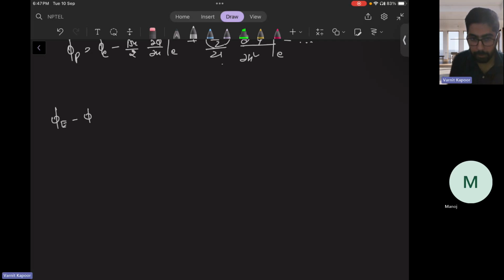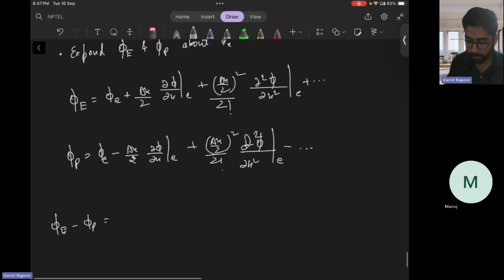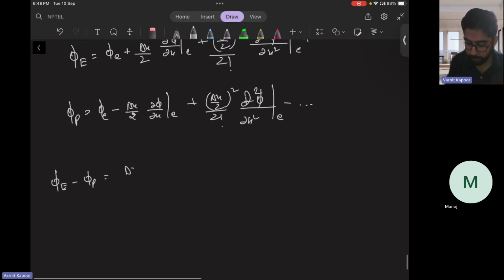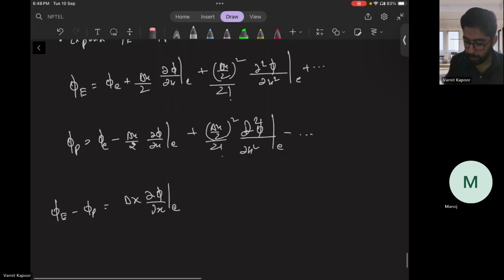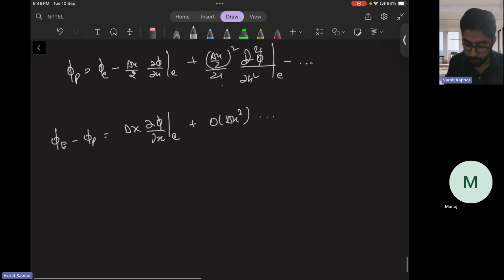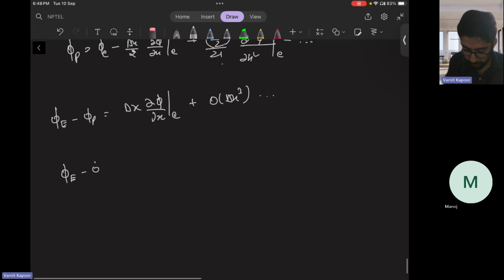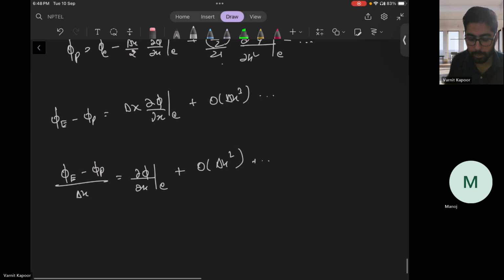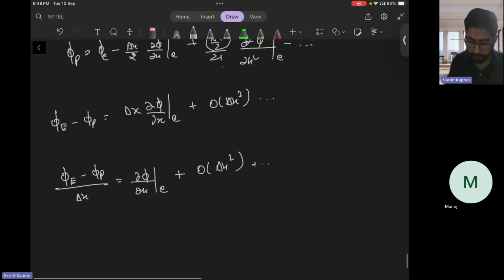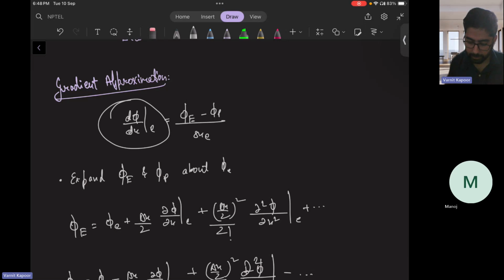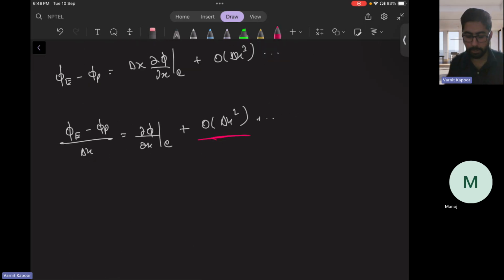So in phi e minus phi p, the first term will cancel out, the second term will add up. That is delta x by 2, delta x by 2, 2 times is delta x of east. The next term will cancel out. Then some order of delta x cube will be coming, and so on. Now divide by delta x on both sides. So you will get phi e minus phi p by delta x equals dou phi by dou x of east plus order of delta x square. So we got the gradient approximation of dou phi by dou x of east as second order accurate, because the remaining truncated part is second order.